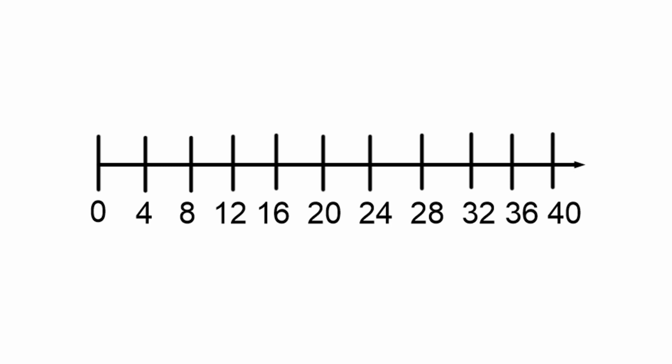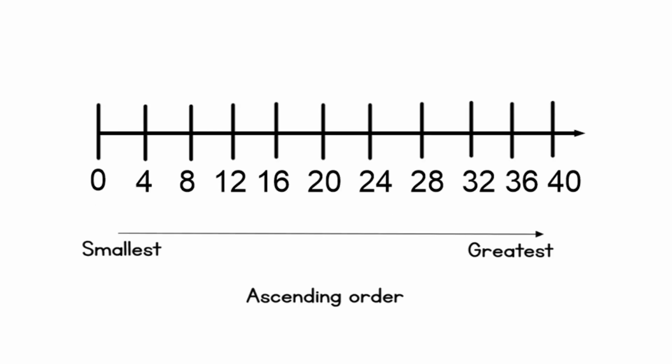So take a look at this number line. What multiples are these? Have a think. These are the multiples of 4. And how are the numbers going up? They're starting with the smallest number, 0, and they're going up all the way to the greatest number, 40, which is also known as ascending order, when the numbers start from the smallest to the greatest.